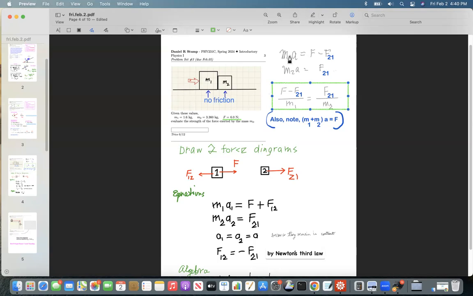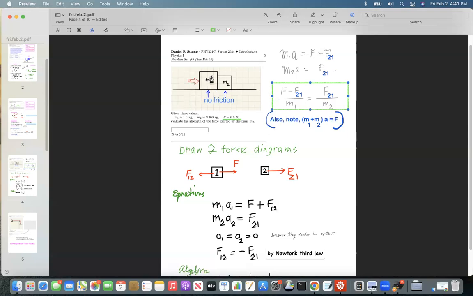There is another way to understand this problem, and that is to consider M1 and M2 to be one object with a mass M1 plus M2. So I could just say M1 plus M2 times A is equal to F, because the only force external to the system is the force F. So the force F is acting on the mass m1 plus m2. There'll be an acceleration F divided by m1 plus m2. And you see that's a property of these equations, because if I add the left-hand sides, I get m1 plus m2 times a. If I add the right-hand sides, I get F minus F21 plus F21. That's just F.